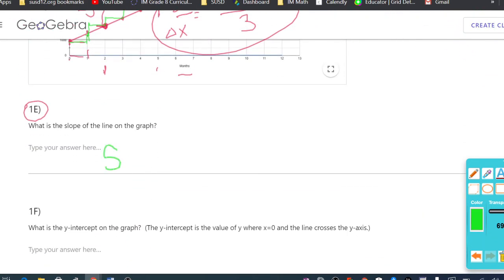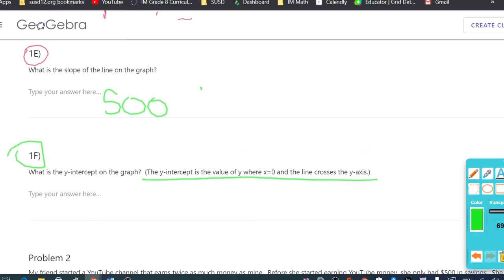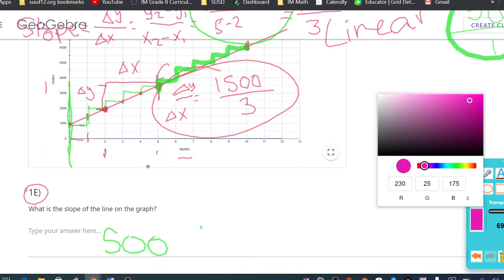Please write down the slope of the line, 500. Next question, what is the y-intercept on the graph? Remember, the y-intercept is the value of y where x equals 0 and crosses the y-axis. So look on the graph. Where x equals 0, the line crosses the y-axis. This is called the y-intercept right here.